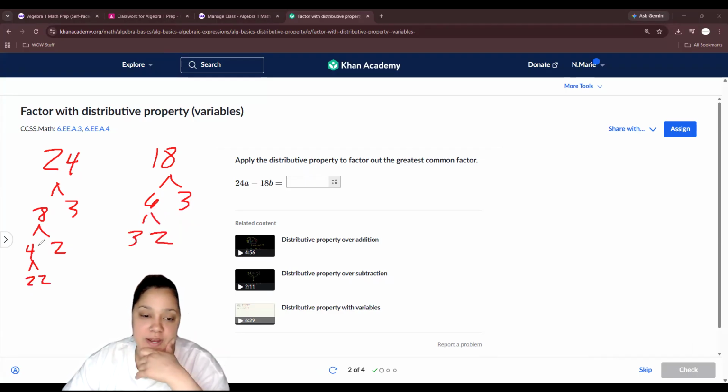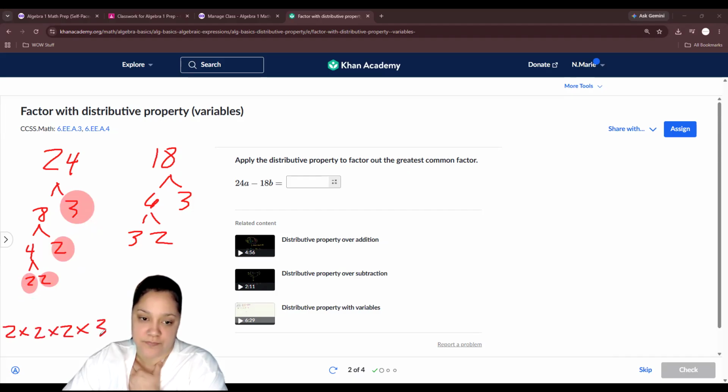All right, so I broke it down, right? So 8 times 3 is 24. 4 times 2 is 8. 8 is not a prime number. 4 is not a prime number, so I also get 2 times 2. So I now have 2 times 2 times 2 times 3, right? That gets me back to 24. And then here we have 3 times 2 times 3, which is 2 times 3 times 3.